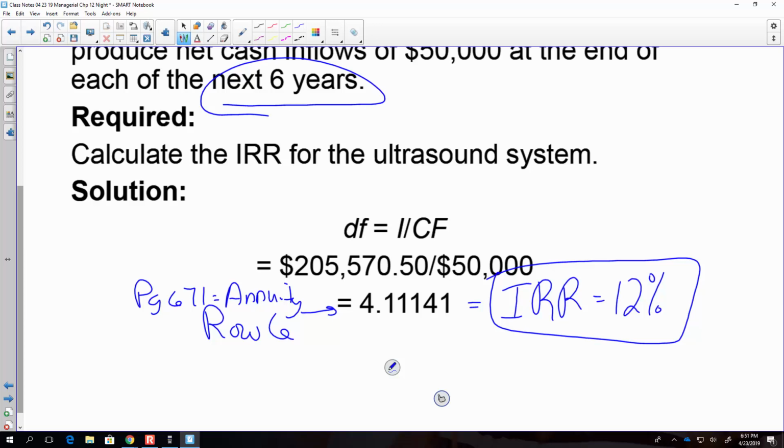But that only works if the cash flow is even. If the cash flow is not even, use your calculator. Okay? This is only used for even cash flows. So this 50,000 is the amount for every year for 6 years. This is an even cash flow. That's the only way this one will work. If it's uneven, use the calculator.